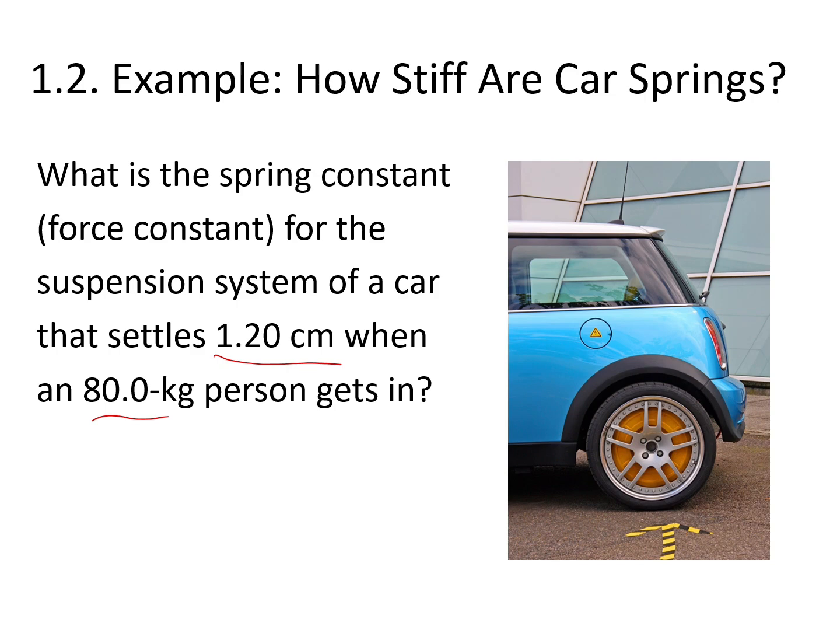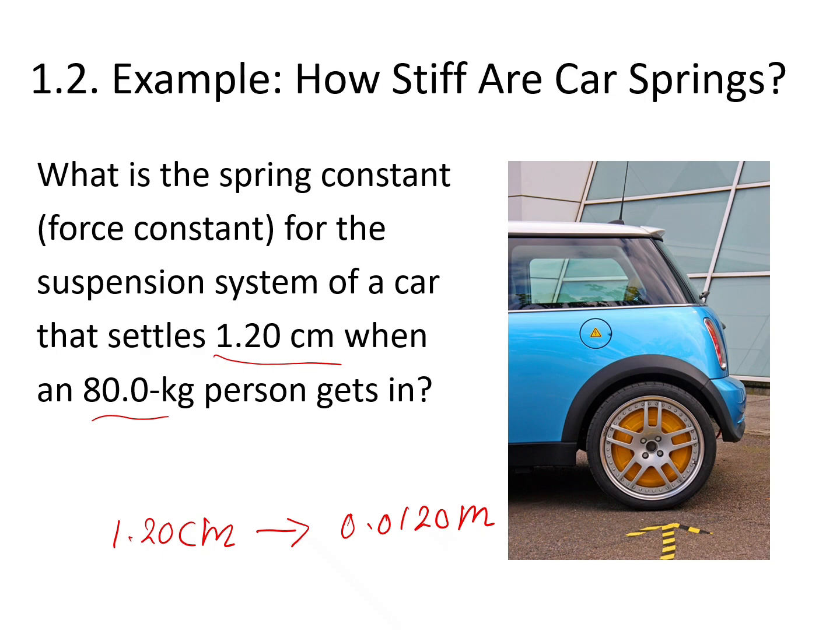A very common mistake in this problem is to use 1.2 directly as the displacement, but the displacement is given in centimeters, while the spring constant should be in newtons per meter. So before we calculate, we must convert 1.2 centimeters to meters. That gives us 0.0120 meters.